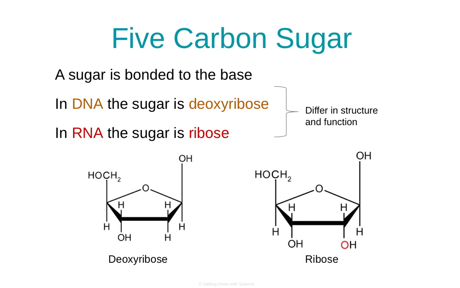Oh, and before I get ahead of myself. All right, so these 5-carbon sugars are bonded to the base. In DNA, we see deoxyribose. In RNA, we see this ribose sugar. And these sugars differ in structure, but they also differ in how they function. Can you spot the difference between the 2 sugars? So actually, the only difference is this oxygen right here. Deoxyribose lacks the extra oxygen atom on the 2nd carbon.